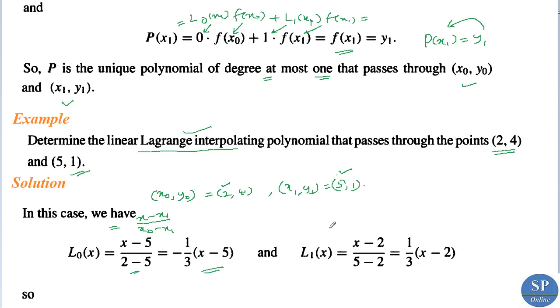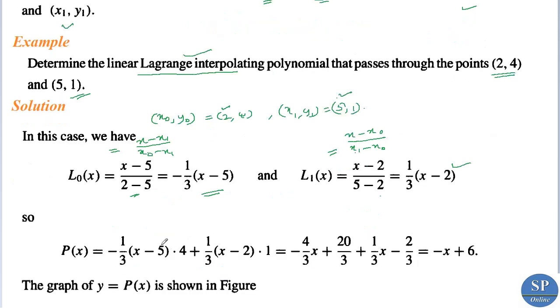And we have L1 of x is nothing but x minus x0 divided by x1 minus x0. So this is equal to x minus 2 divided by x1 minus x naught, which is 5 minus 2, that is 1 by 3 into x minus 2. So we obtained L naught and L1. After obtaining these two, the linear Lagrange polynomial is nothing but p of x is equal to L naught of x into f of x naught plus L1 of x into f of x1.